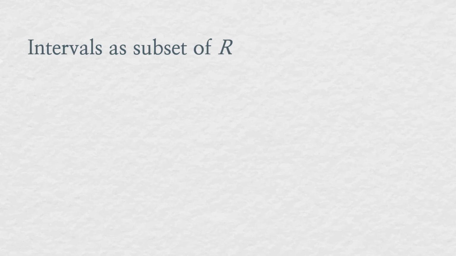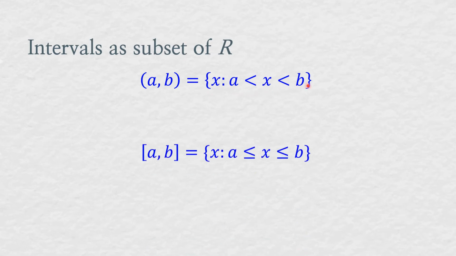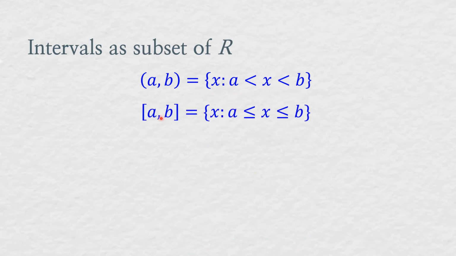An open interval between A and B is written as the set of elements x, where x is greater than A and less than B. A closed interval between A and B is written as the set of elements x, where x is greater than or equal to A and less than or equal to B. This is an example of an interval which is open in A and closed in B. It is written as the set of elements x, where x is greater than A and less than or equal to B.